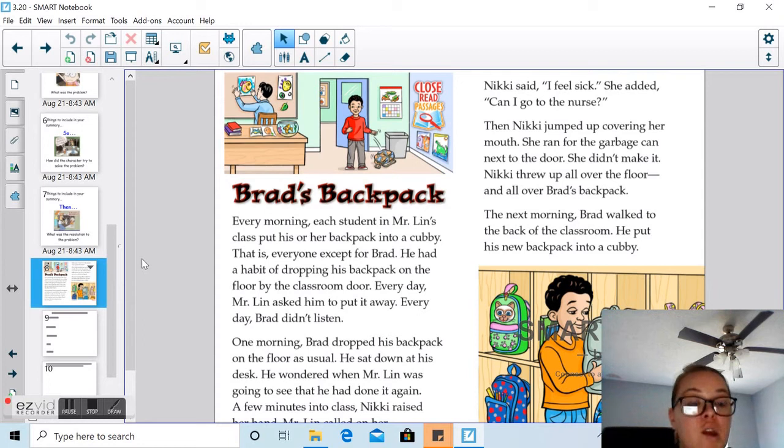The next morning, Brad walked to the back of the classroom. He put his new backpack into a cubby.